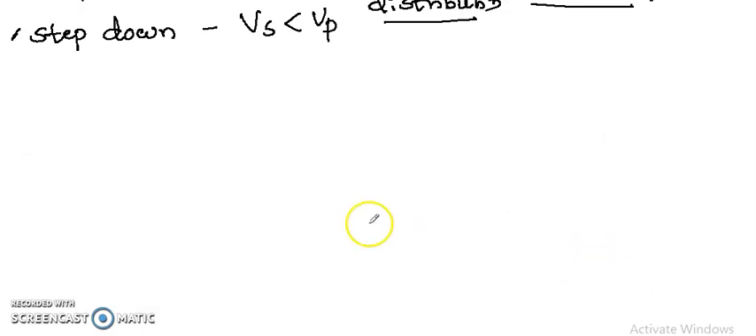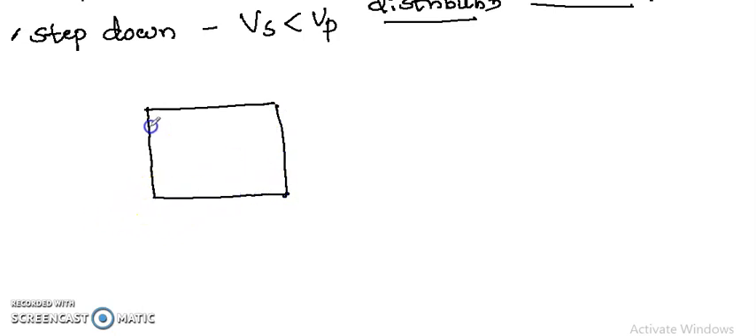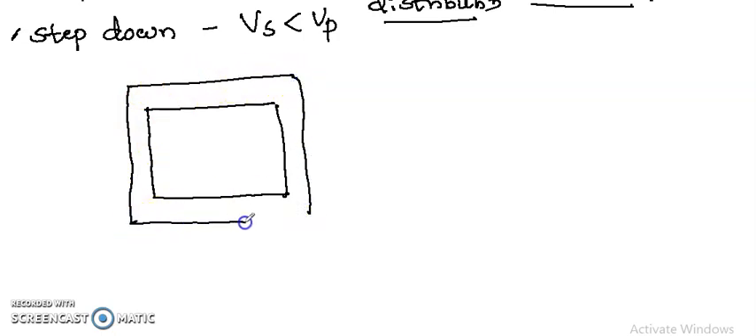Next, we move on to the core part. What happens in this case? Think that it is the core I am drawing here, the core of a single phase transformer. If you want core type, we can place windings like this.